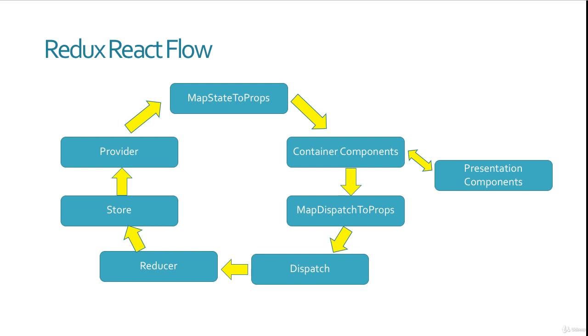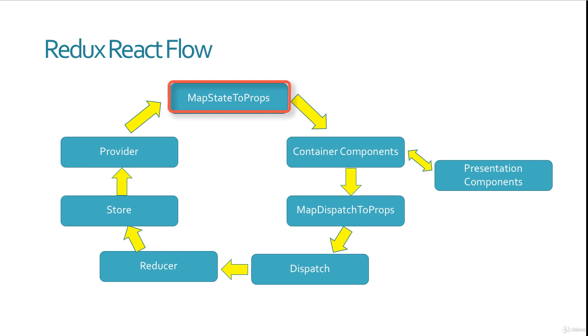So in the case of receiving the data, what we do is we map the store states to our container properties or our props. And there's a map state to props function that we use to achieve that. And then we have access to the store state inside our container components.